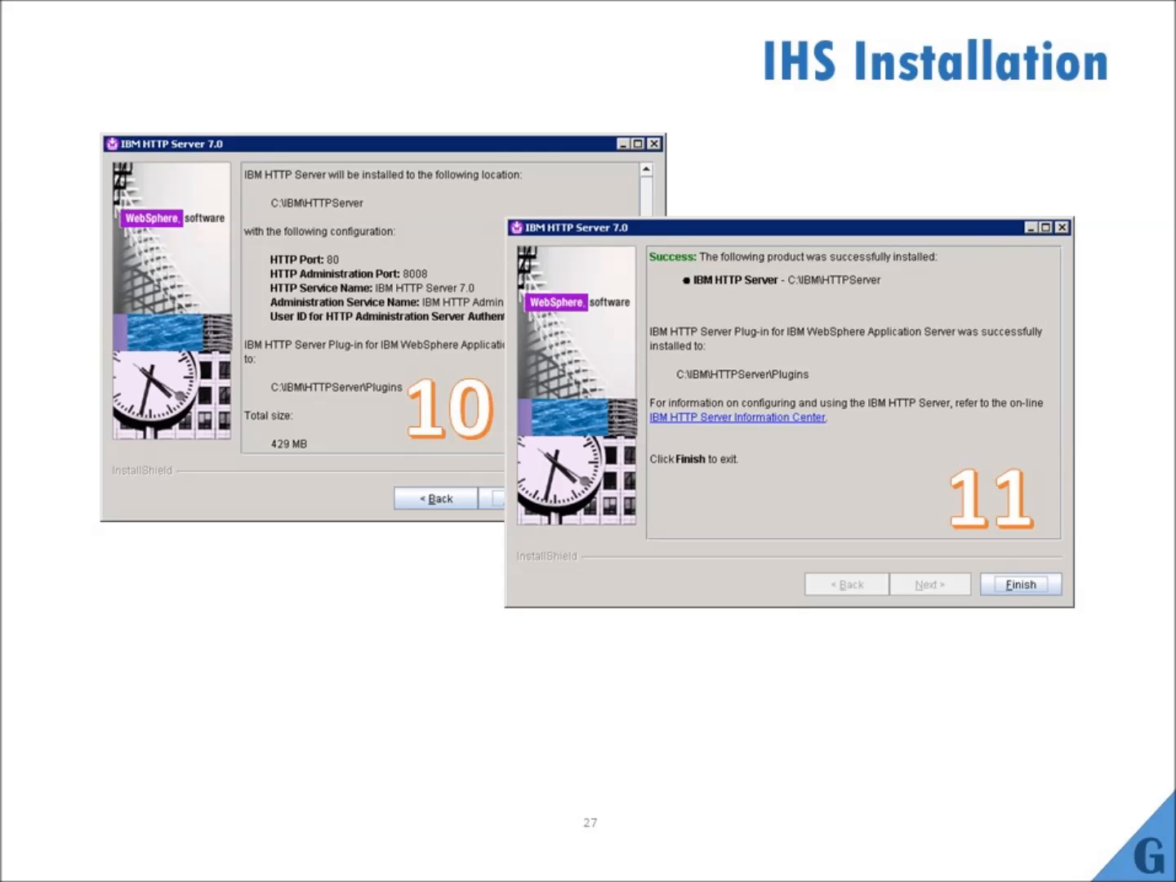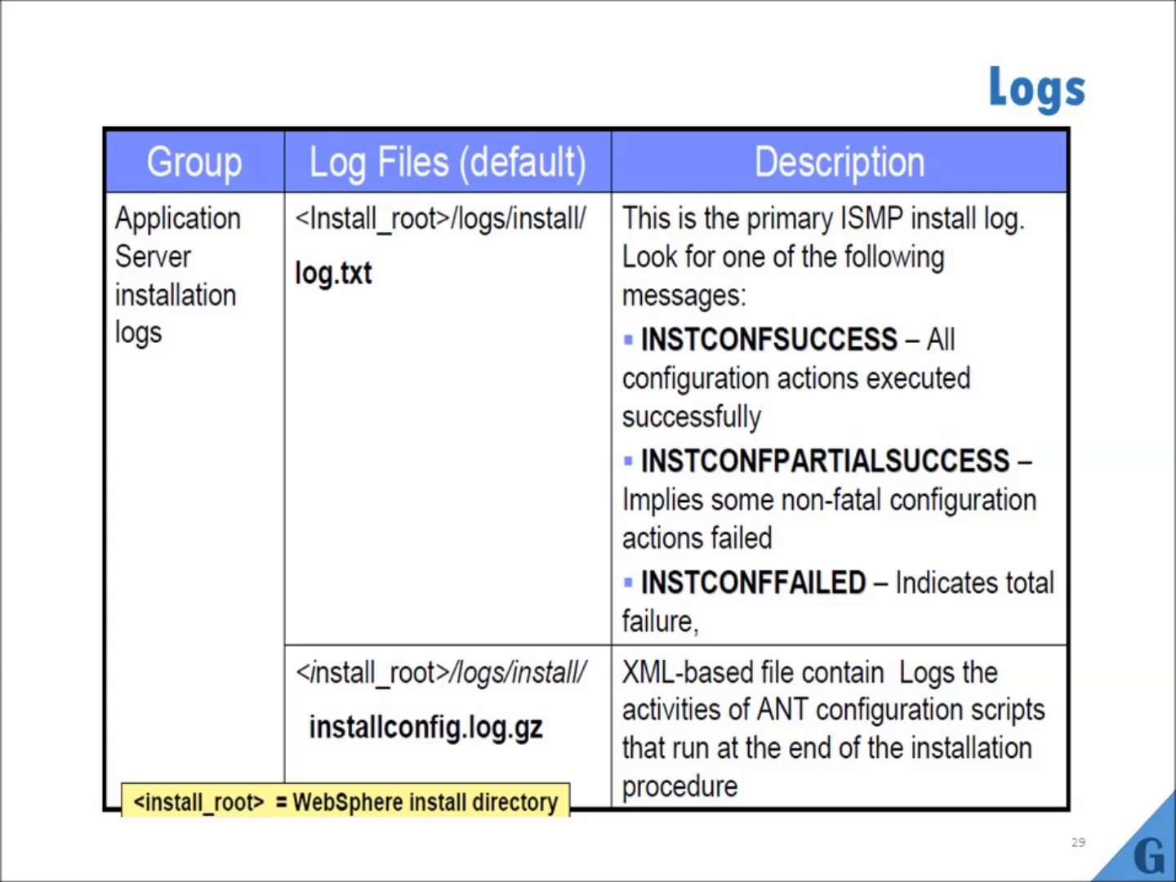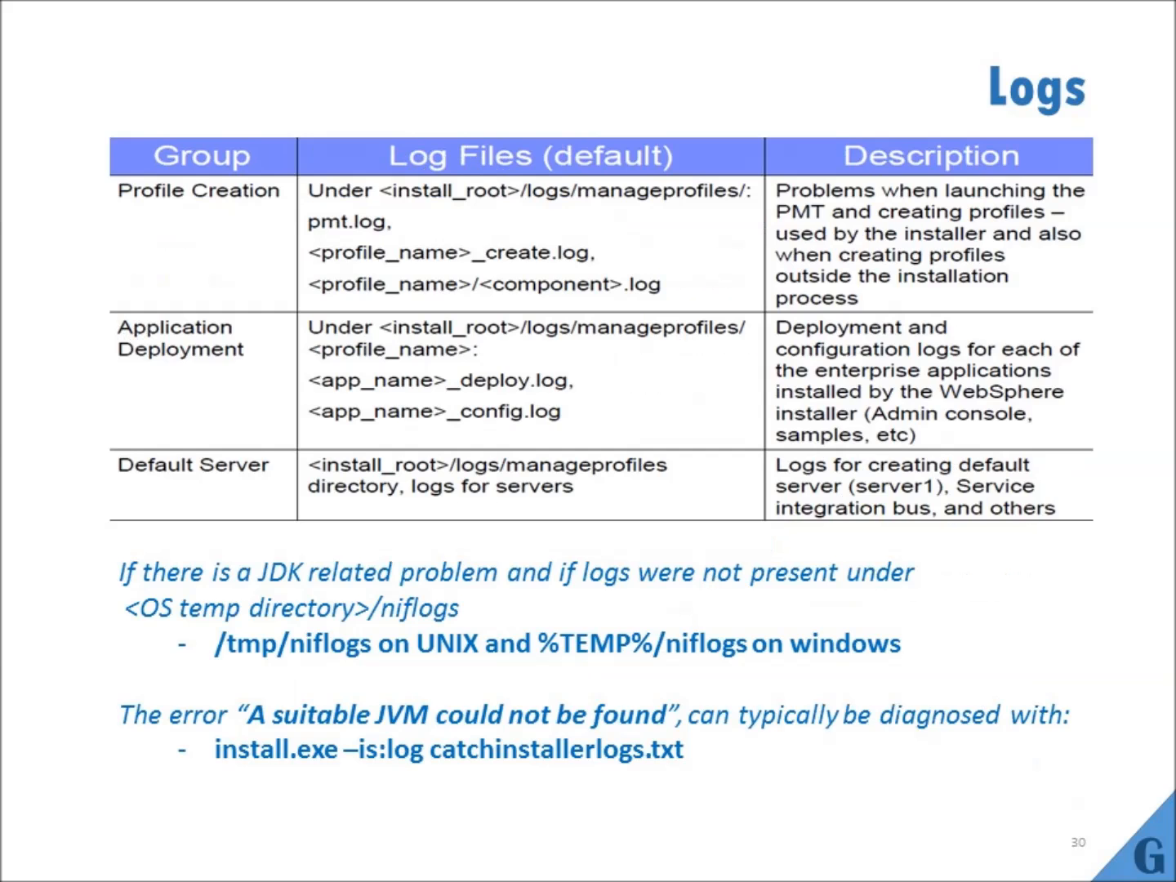We need to verify the log details once the installation is done. We have a default path for your WebSphere application server as well as your IHS, that is IBM HTTP server, and the default logs are as follows. You can see the different available codes: INSTCONFSUCCESS, INSTCONFPARTIALSUCCESS, and INSTCONFFAILED, which will be shown in your logs once your installation is done. The profile creation logs and application level detail logs are displayed on the screens, and where the logs will be created by default has been given.